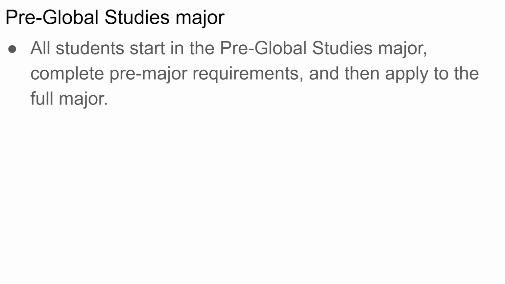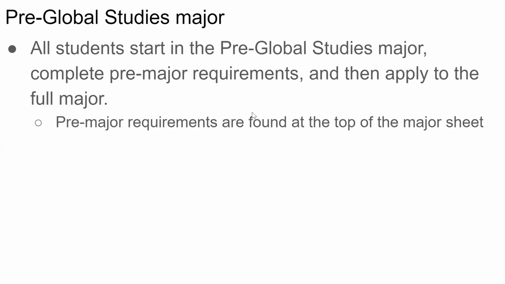So the pre-global studies major, you've been hearing us say global studies major and pre-global studies major. The truth is that all students do start in the pre-global studies major. These are the early pre-major requirements that demonstrate that you're ready to take on the challenges of the upper division, the full major. So all students will complete pre-major requirements and then apply to the full major. Pre-major requirements are found at the top of the major sheet.